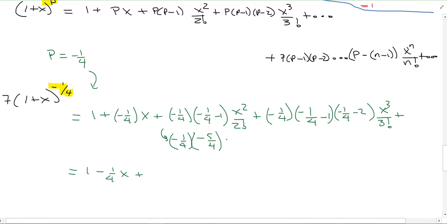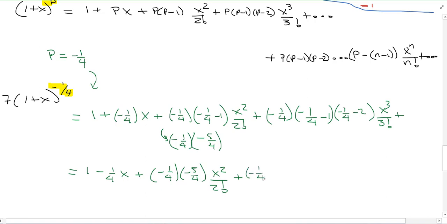And you're multiplying. So what is that? So you're going to have plus 5/4, 5/16 really, right? So let me rewrite that a little better. So I'll keep the negative 1/4 there, and we'll say times negative 5/4 x squared over 2 factorial plus, let's do the same thing here.